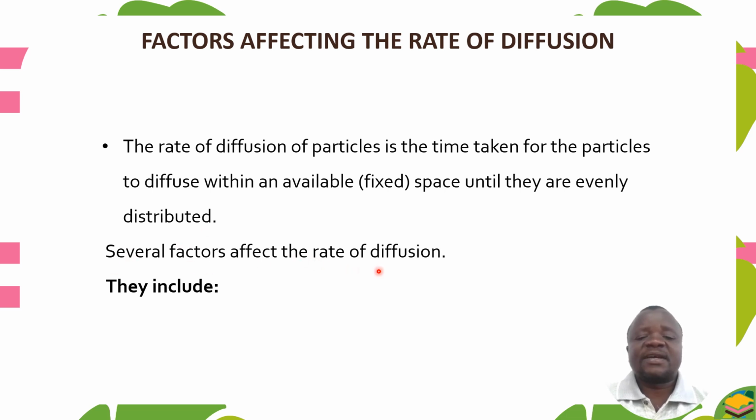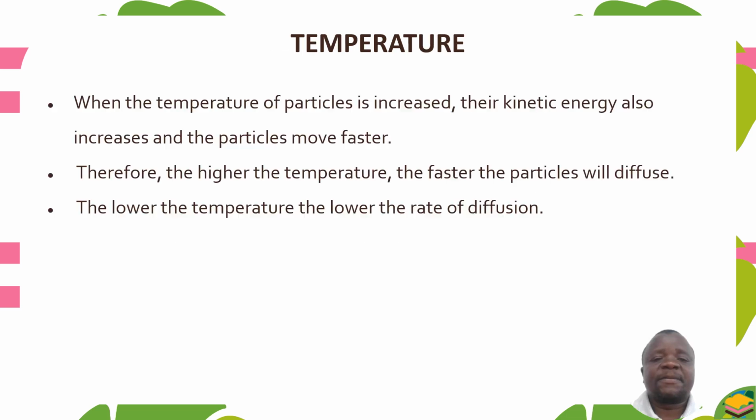So there are several factors that affect the rate of diffusion, and these factors include, so highlight them in the next slide. So temperature is one of the factors that actually affect the rate of diffusion. Now, when the temperature of the particles increased, their kinetic energy also increases and the particles move faster. Therefore, we are saying the higher the temperature, the faster the particles will diffuse, and the lower the temperature, the lower the rate of diffusion.